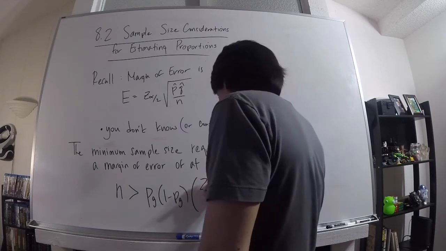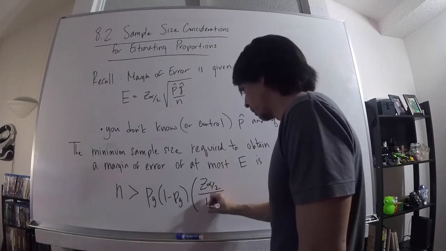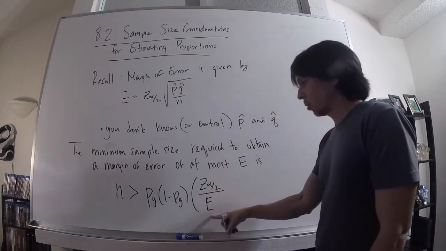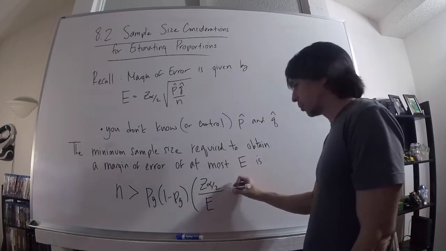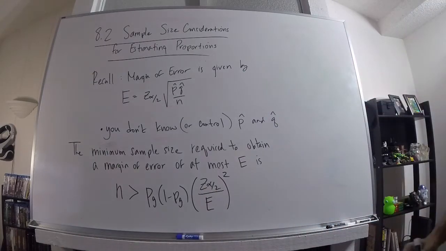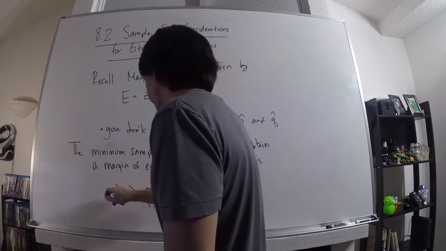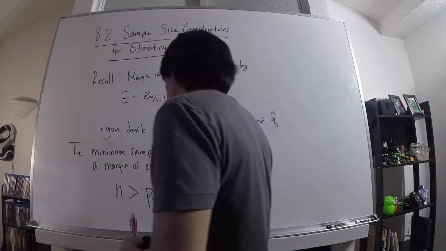Anyway, it's got the Z alpha over 2, which will be based on your confidence level, so that you'll know. And the margin of error is going to go there. That you'll know. They'll tell you what margin of error they're shooting for. And you're going to square it. And that is a formula we're going to be using. I'll talk about why it's greater than. I'm going to talk about that now.